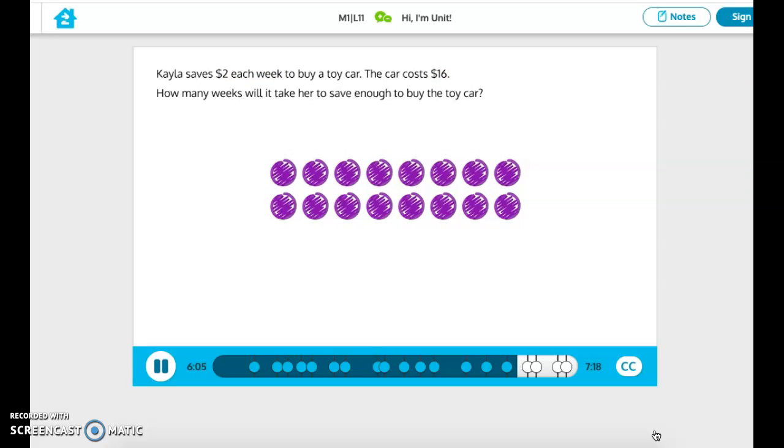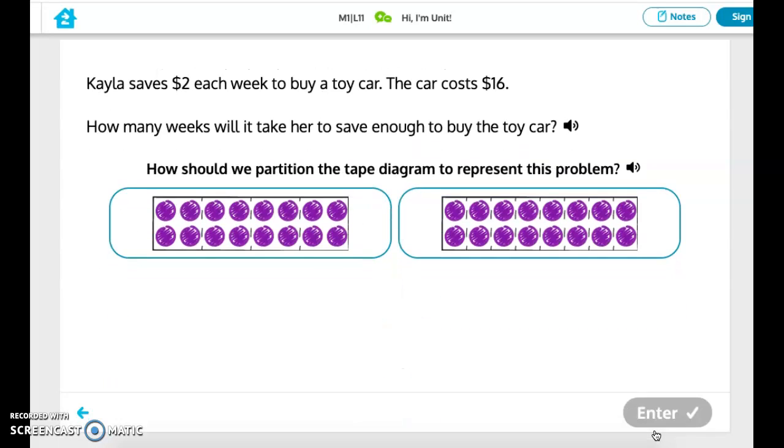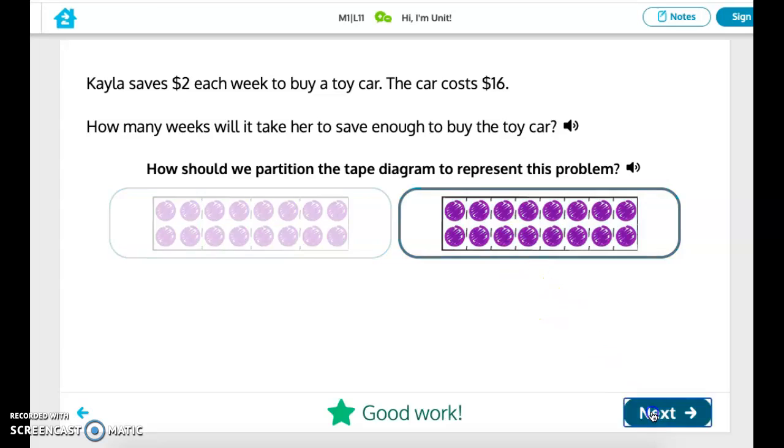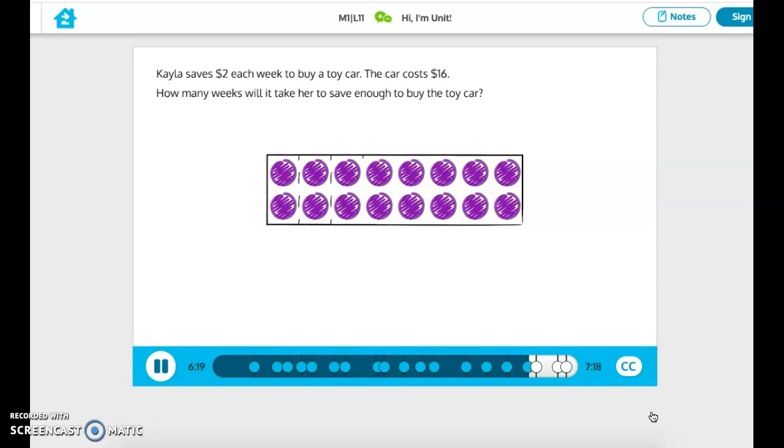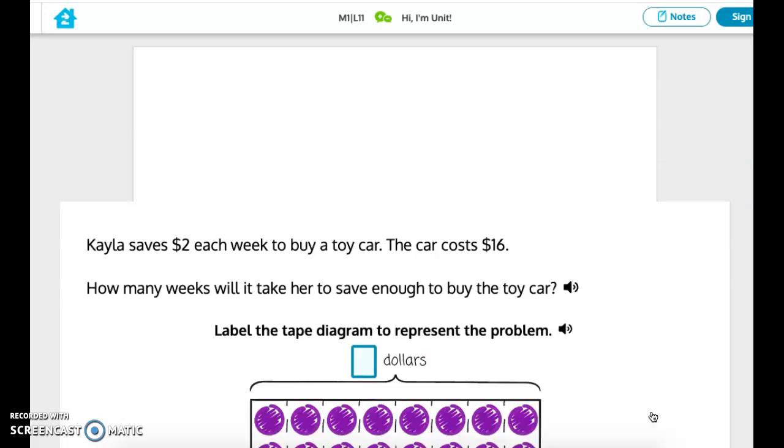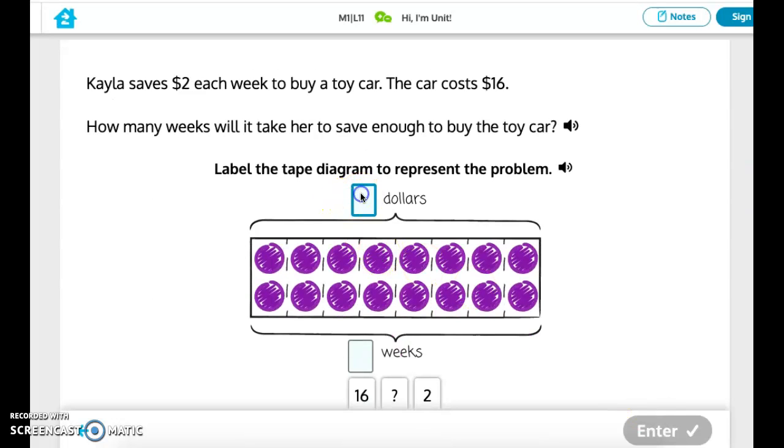Let's create a tape diagram from our array. I'll draw a rectangle around the whole like this. Keep going. Which tape diagram is partitioned so that there are $2 in each unit? We can partition the tape diagram like this. $2 in each unit. Now label the tape diagram to represent the problem.